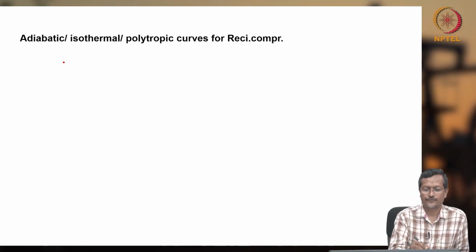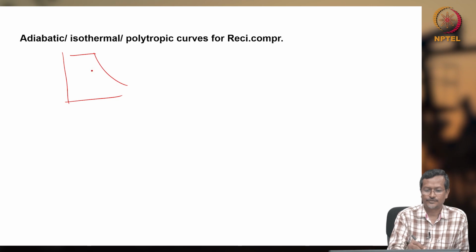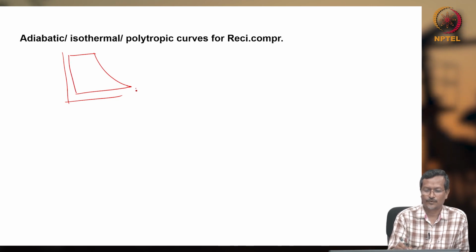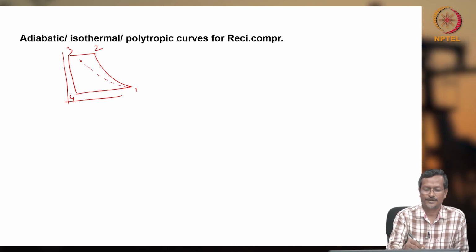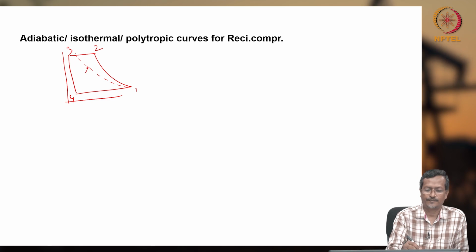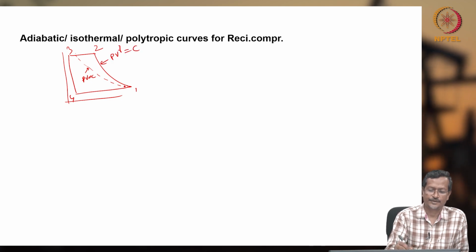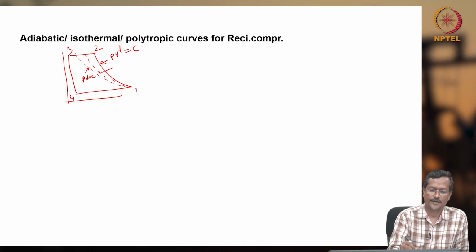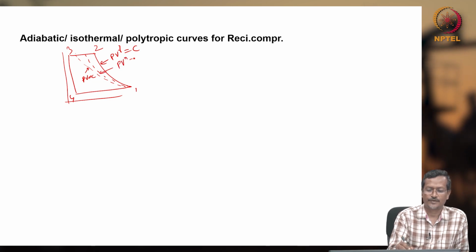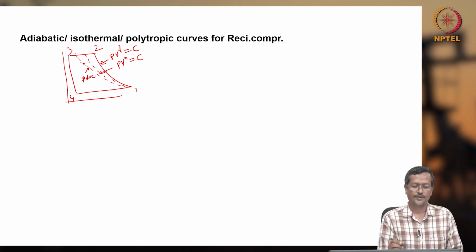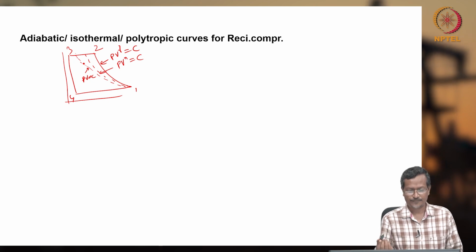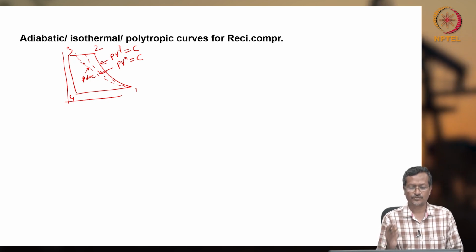Adiabatic, isothermal, polytropic curve for reciprocating compressor. So here we have drawn 1, 2, 3, 4, and if we have an isothermal system, it is like this. PV = constant is isothermal, PV^gamma = constant is adiabatic, and PV^n = constant is polytropic. Our mission should be to reach PV = C, but practically that is not possible, so we follow PV^n.